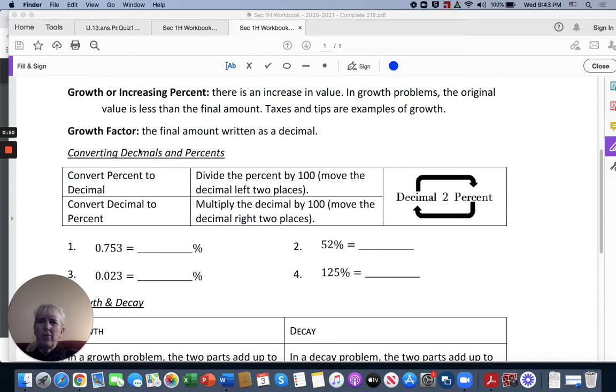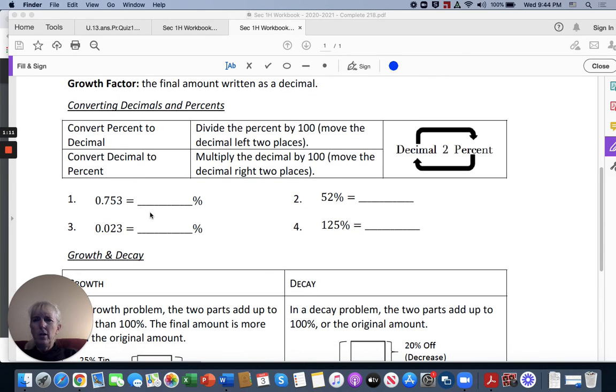So remember how we convert decimals and percents. If we're going to convert a percent to a decimal, we divide the percent by 100, or we just move the decimal 2 places to the left. If we convert a decimal to a percent, you multiply the decimal by 100, which is basically moving the decimal right 2 places.